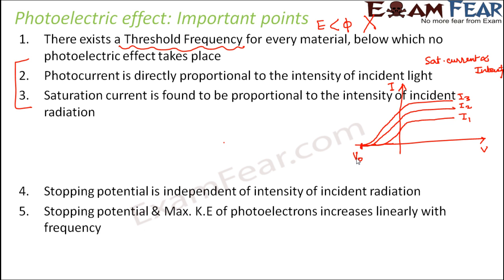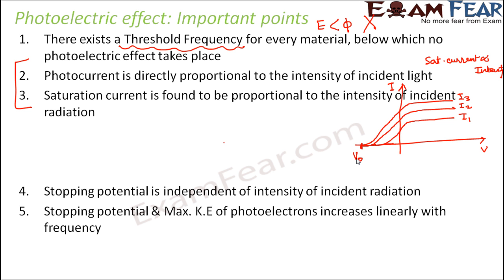Stopping potential and maximum kinetic energy of photoelectrons increase linearly with frequency. One simple thing that you need to understand here is that current depends on intensity of light. More intensity of light means more photoelectrons getting emitted, so more current. Frequency doesn't have any impact on the photocurrent. But when the frequency is more, then the stopping potential is also more. That means the current would stop at a higher value of stopping potential. Similarly, the maximum kinetic energy of the photoelectrons would also be more.